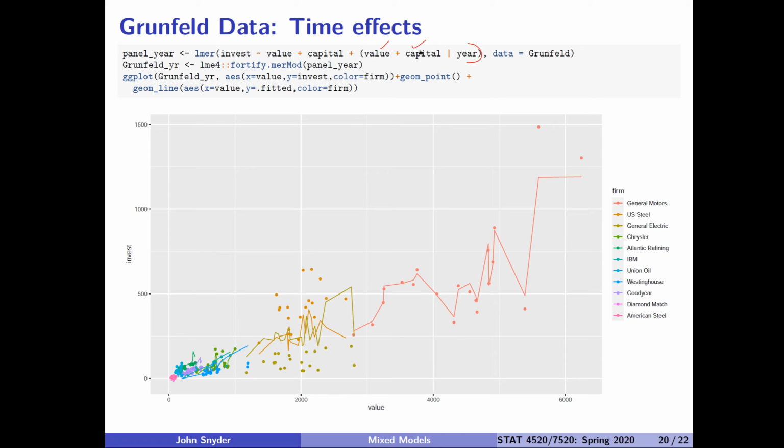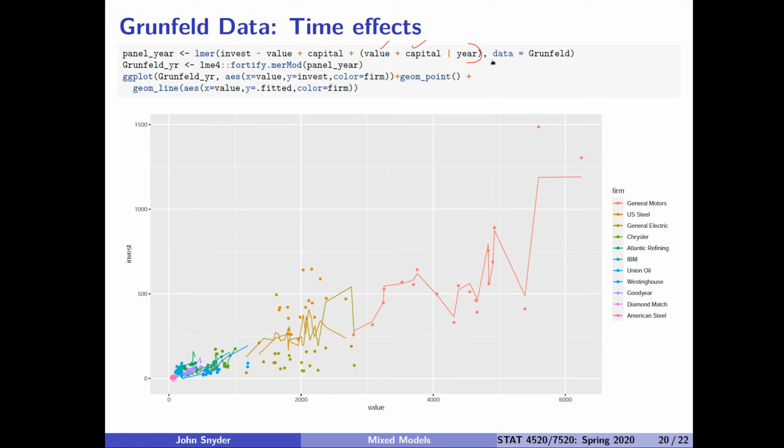So if these are different by year, that means we're going to have different slopes and intercepts for both value and capital by year. So if we fit this model and then generate a similar plot to what we had before, we can see this captures pretty well what's going on with the data. Some things, like General Motors, are almost overfit.